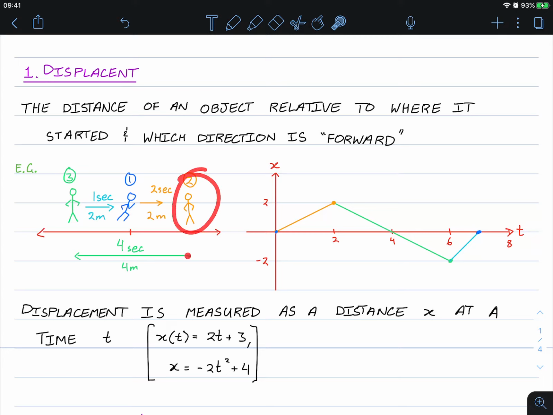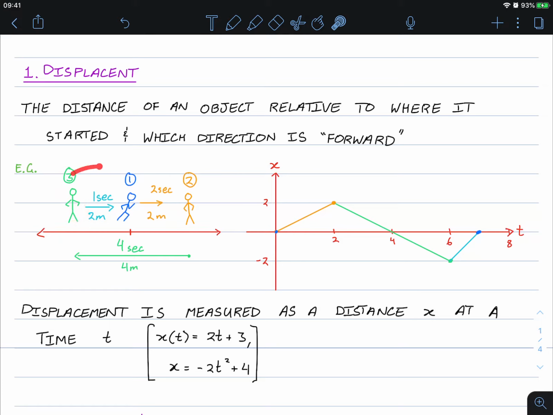From his second position, he moved to the left, which took him 4 seconds. So 2 plus 4 seconds would be 6 seconds since the beginning. And he moved 4 meters to the left, meaning he moved 2 meters back to the origin, because he would have crossed the middle point, which is the origin, and then 2 meters more. So he went across the origin and then 2 meters more. That's his third position there.